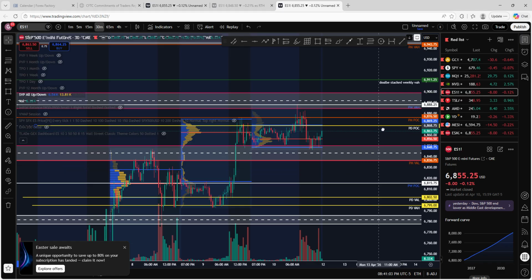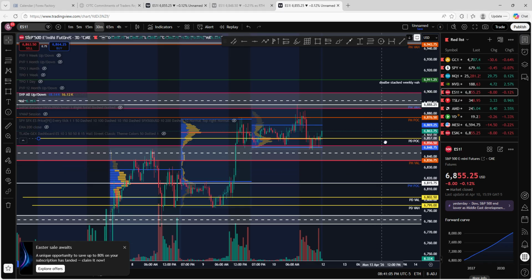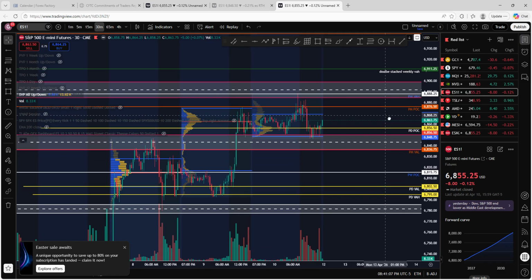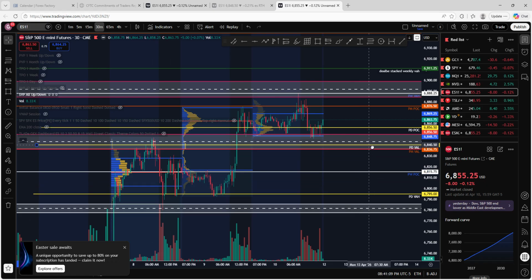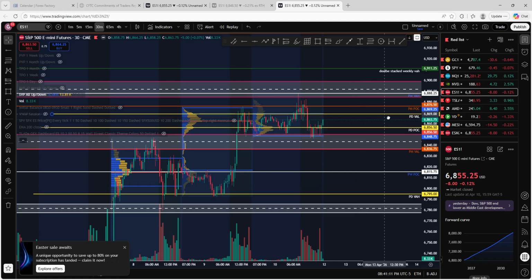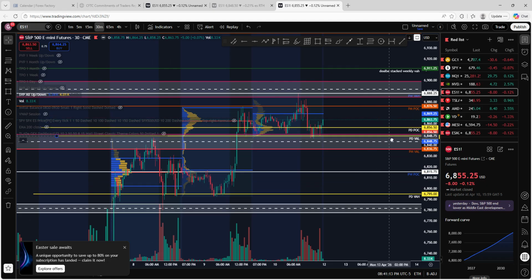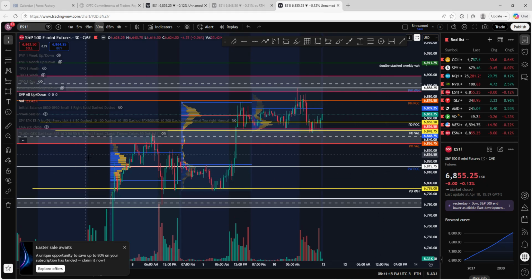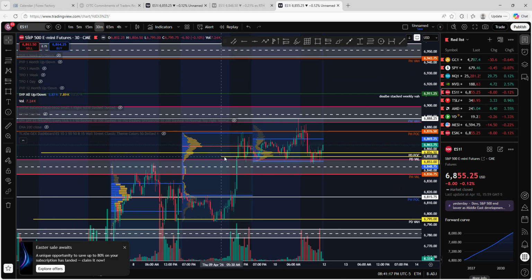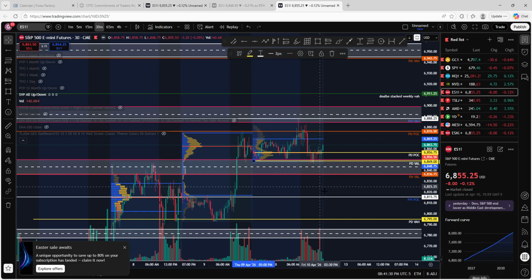Got a compressed profile here. Okay, what does that tell you guys? They're accumulating. Yeah, profiles start to get compressed. It can be a signal that we're running out of steam, right? They're accumulating and we're running out of steam here, potentially, right?